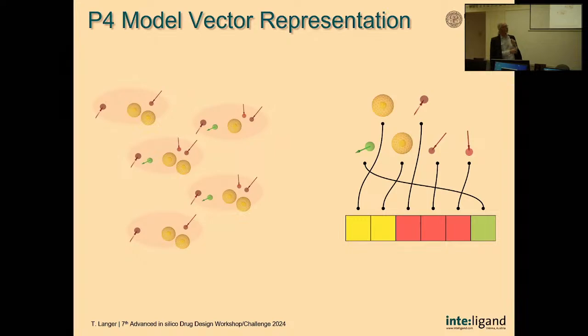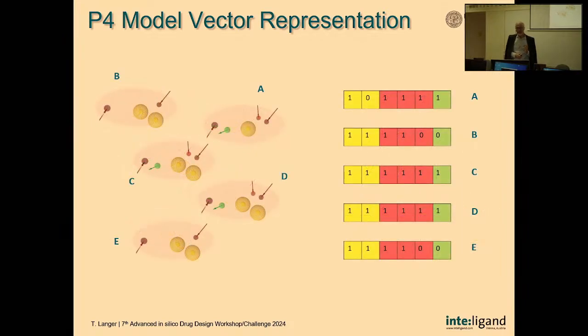And so here you see the color. This is hydrophobic yellow, red is H-bond acceptor, green is H-bond donor. And so we create this vector for each model, and we feed a 1 or a 0 if a feature is there or not. So these would be these 5 models here, A, B, C, D, and E.